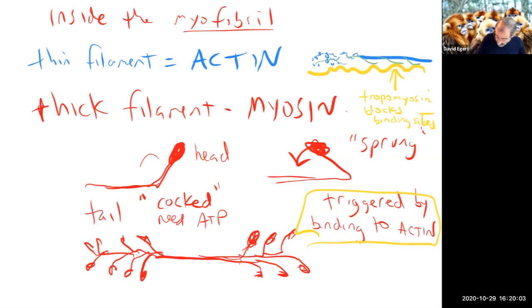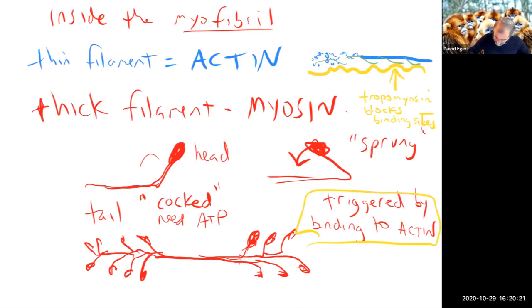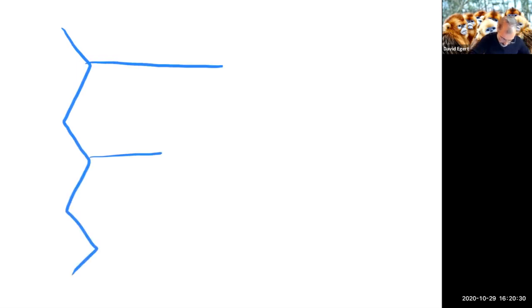Let me just draw this out better. What I'm going to draw here, we call the sarcomere. It's basically the kind of repeating unit of muscles. Let me make sure I use the same color coding. I was using blue for actin, red for myosin.